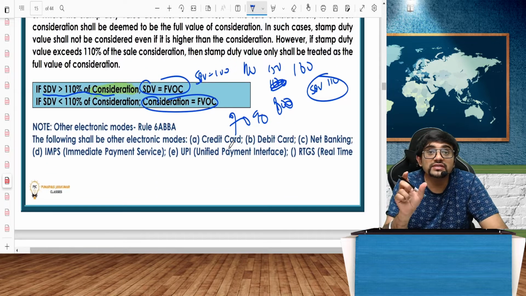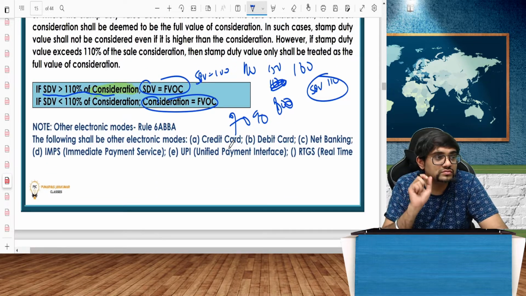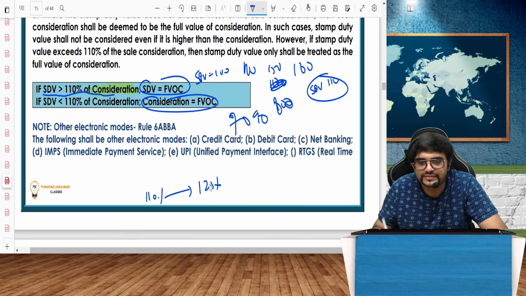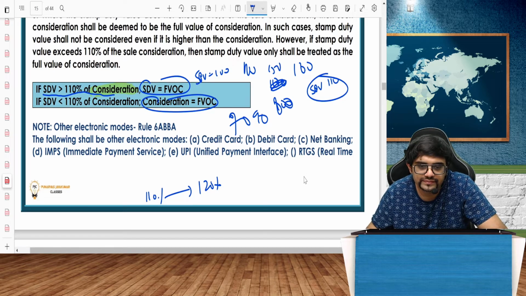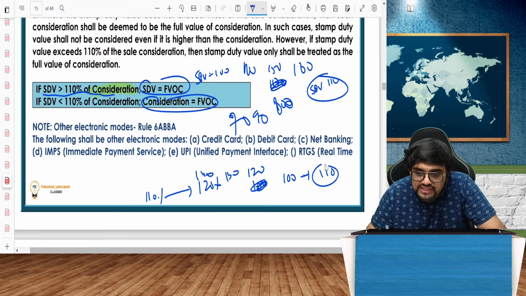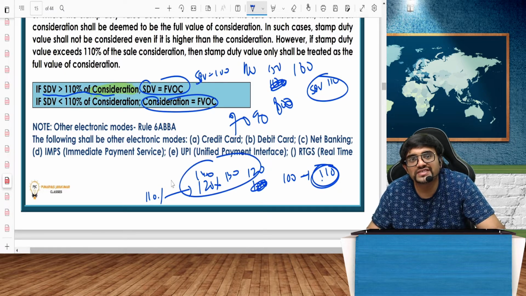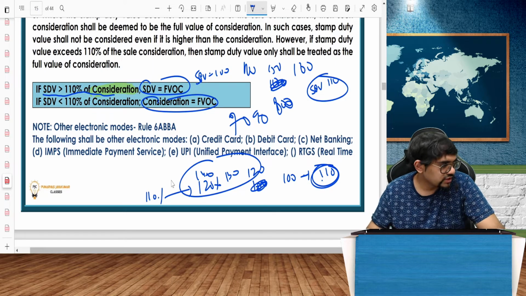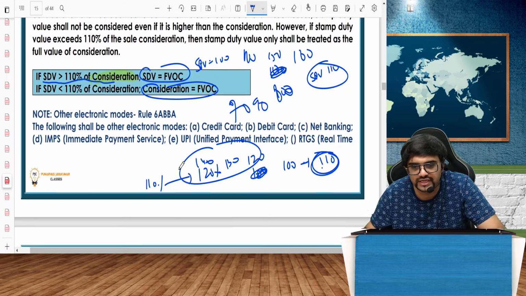But during the COVID period, I told you yesterday, that 110% became 120%. So if the consideration is 100, 110% will be 110. If your SDV is 120, 130, 140, you are still selling at less only. So you should have this as the full value of consideration. This was to ensure that no scams happen. That is what was done by the government.